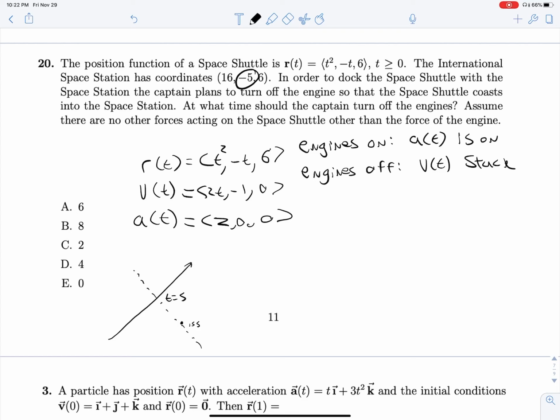And so all we have to do is accelerate enough in the x. Did I say x coordinate? If I did, I meant y coordinate.